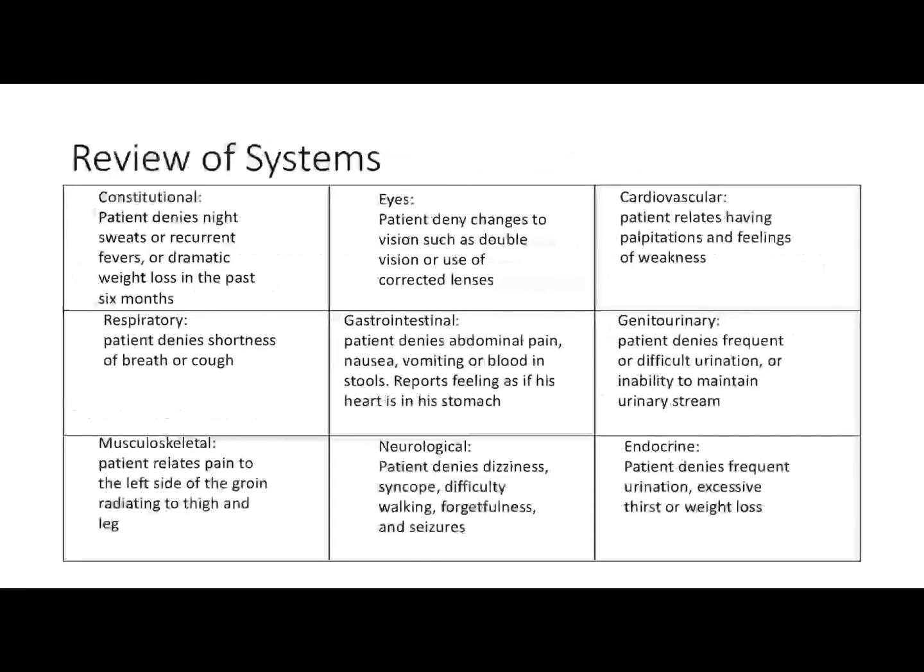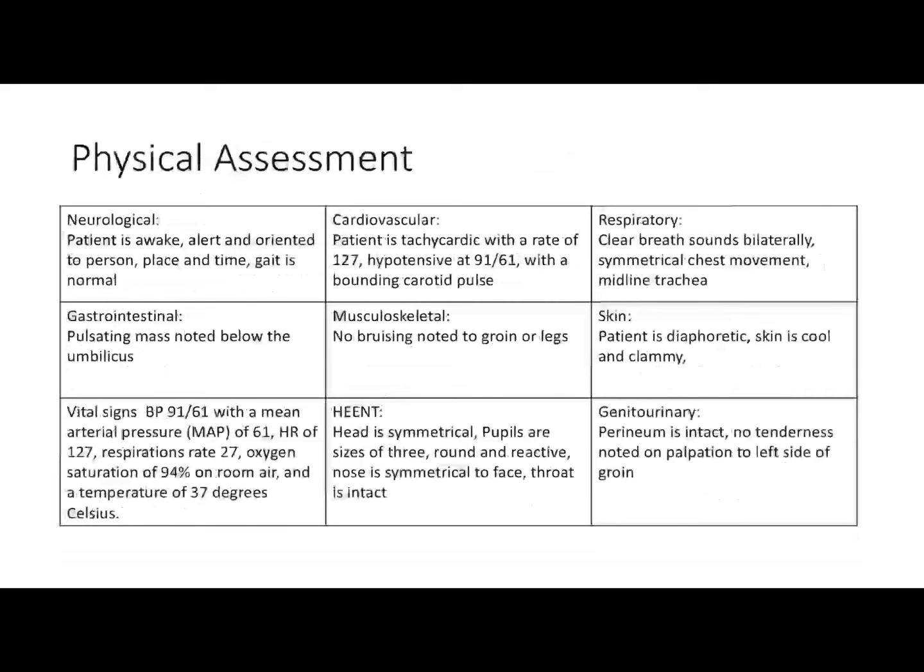Genitourinary yields that the patient denies frequent or difficult urination or inability to maintain urinary stream. Musculoskeletal shows that the patient relates pain to the left side of his groin, radiating to his thigh and leg. Neurological, the patient denies dizziness, syncope, difficulty walking, forgetfulness, or seizures. And endocrine, the patient denies frequent urination, excessive thirst, or weight loss.